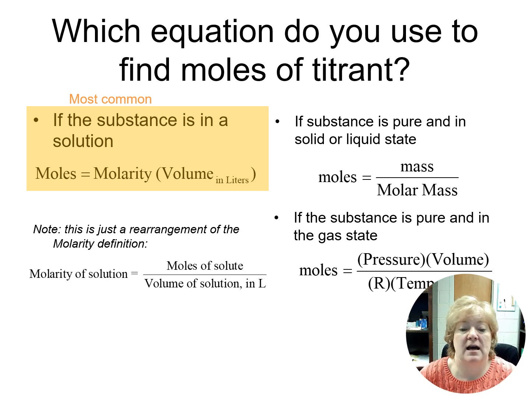If I did have a gas, I could use PV equals nRT, rearranged, so moles is equal to pressure times volume over R times T. We aren't going to be dealing with gases this semester, so it's really going to be either molarity times volume or mass divided by molar mass. But I can only use molar mass if it's a pure sample, and almost all of what we're doing this semester is going to be solutions.